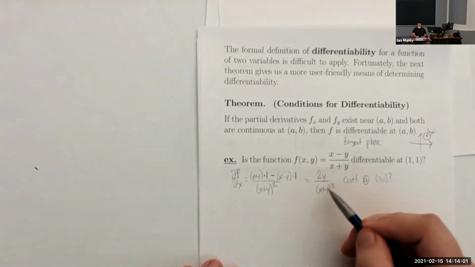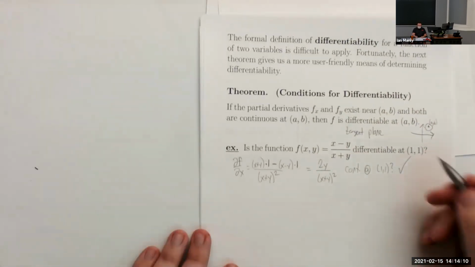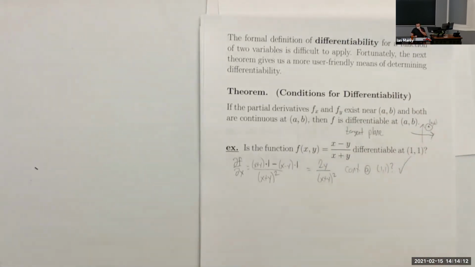The only issues we could have with a rational function is dividing by 0, but putting 1 in for both of these will not result in dividing by 0. So we are continuous at 1, 1. If it were like negative 1, 1, that might be an issue.